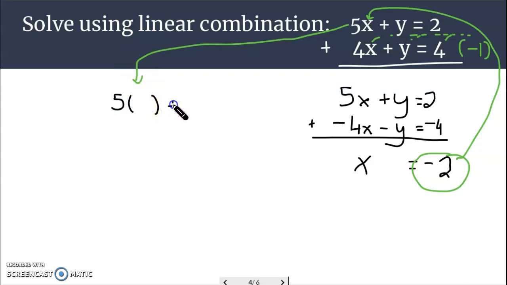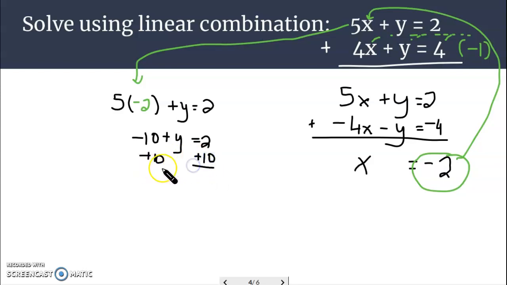5x plus y equals 2. X was right here. I'm not going to use x. I'm now going to substitute in the value -2. 5 times -2 is -10. Negative 10 plus y equals 2. We'll add 10 to both sides. And y equals 12.